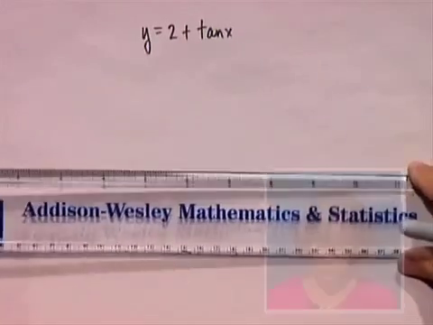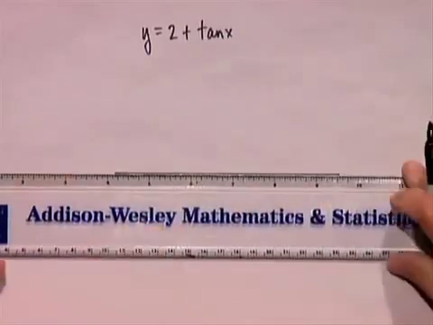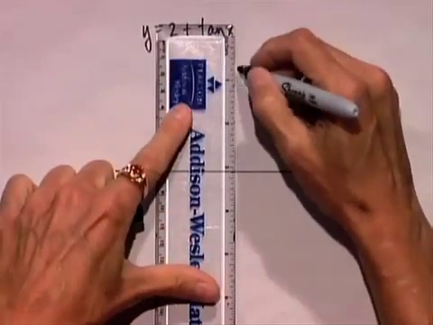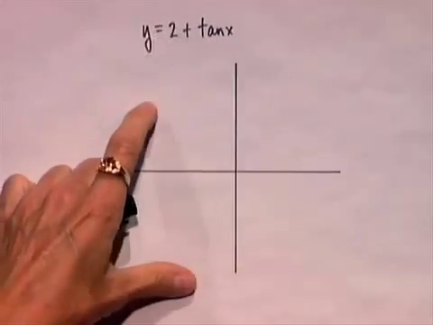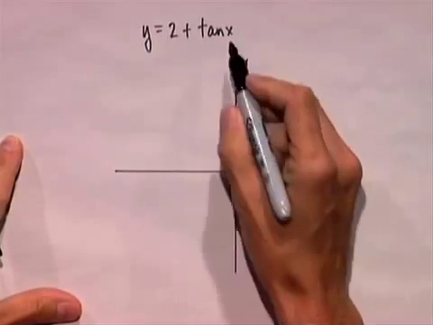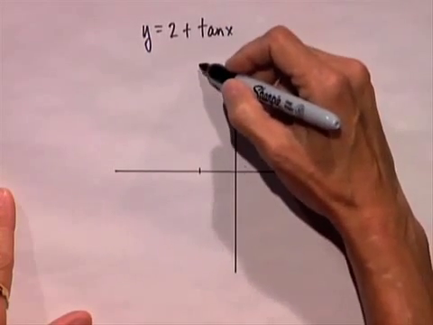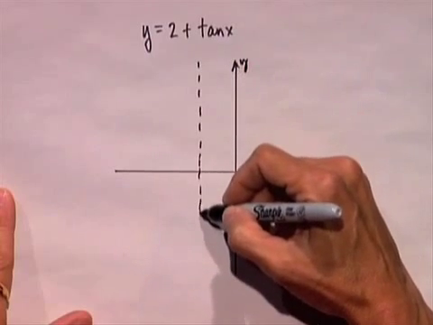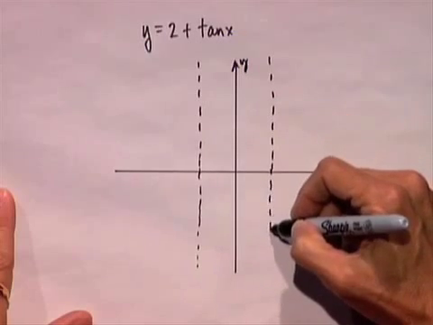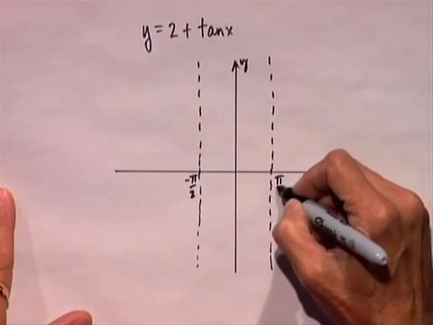So keeping that in mind, let's draw ourselves a coordinate system to graph this in, an x and y axis. And I need to come up with some vertical asymptotes. The tangent has period pi. Its vertical asymptotes are symmetric about the y-axis. So I'll locate one of them there, and I'll locate one of them here. The values of these are -π/2 and +π/2.